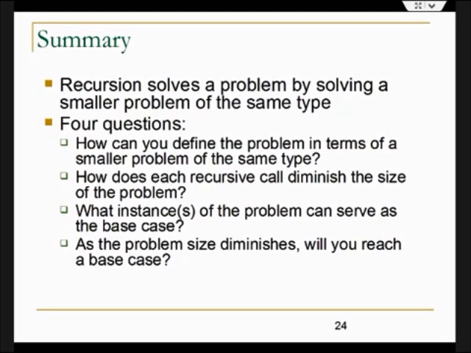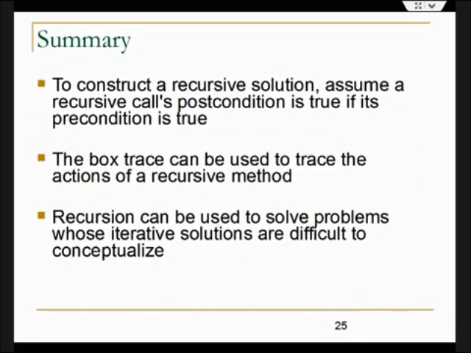Remember, these are your 4 questions that you need to ask when you are going to define a recursive solution. How do you define the problem in terms of the smaller size? And then how does each recursive call diminish the size? Remember, in the factorial, we diminish the size by 1 number, 1 integer each time round. In the string, we diminish the size by 1 position in the string each time round. And then what instances of the problem can serve as the base case? And as the problem size diminishes, will you reach a base case? Those are the 4 things you must consider to construct your recursive solution.